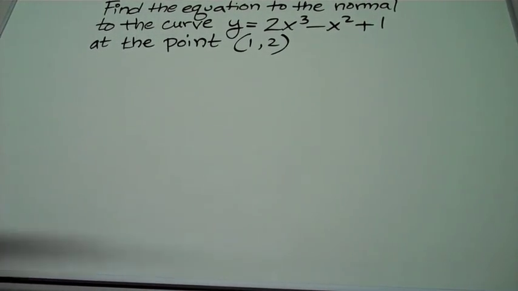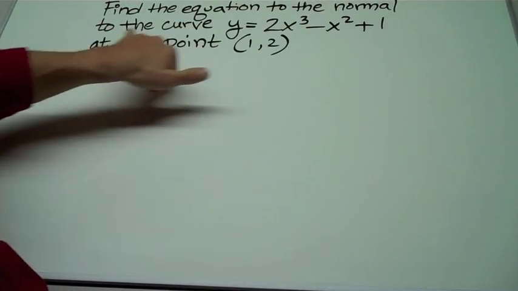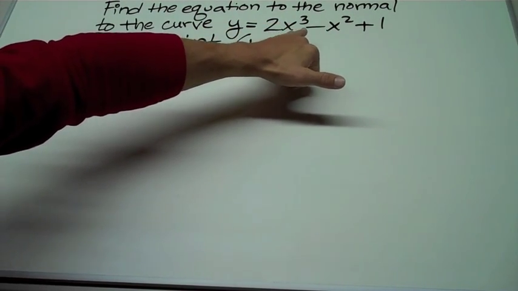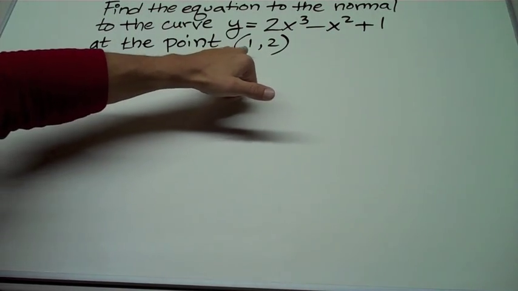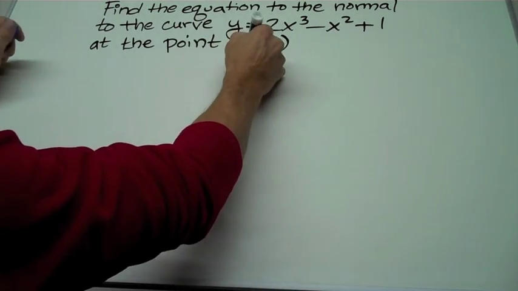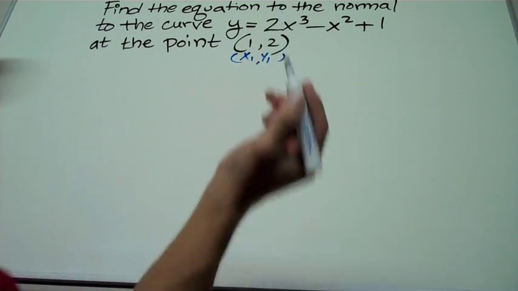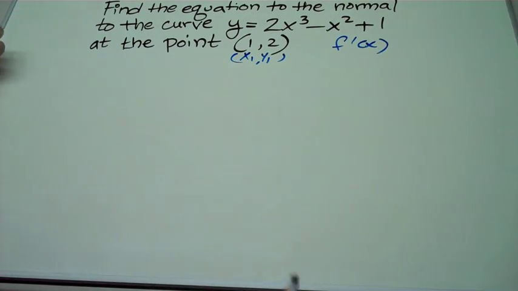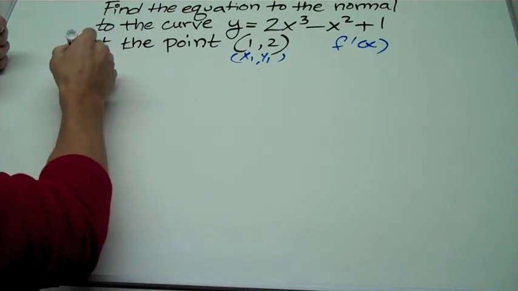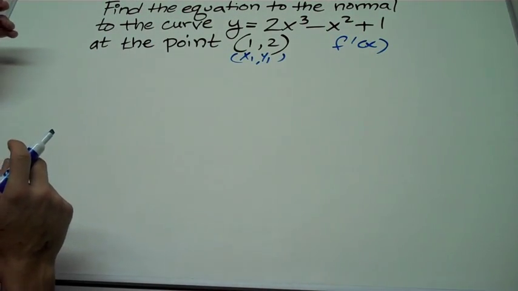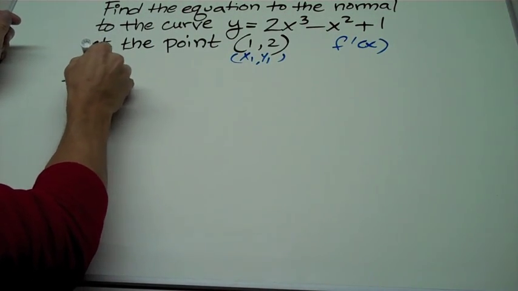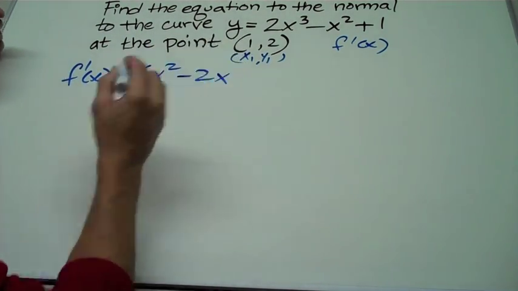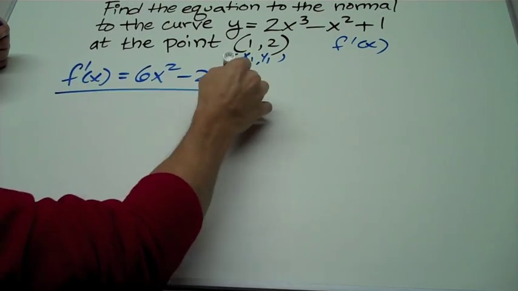In this example, we're asked to find the equation of the normal to the curve y, or f of x, equals 2x cubed minus x squared plus 1 at the point (1, 2). Of course, this is x1, y1. Well, in each case, our first step is to find f'(x). We have to differentiate. So if y is equal to 2x cubed minus x squared plus 1, then f'(x) is going to be equal to 6x squared minus 2x plus 0. So we have our derivative.